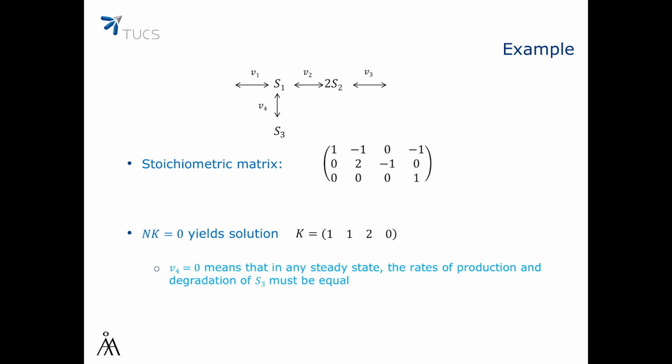Now, V4 equals 0 means that in any steady state, the rates of production and degradation of S3 must be equal.